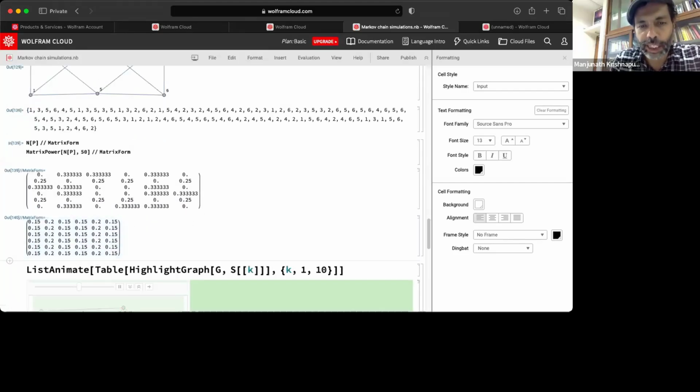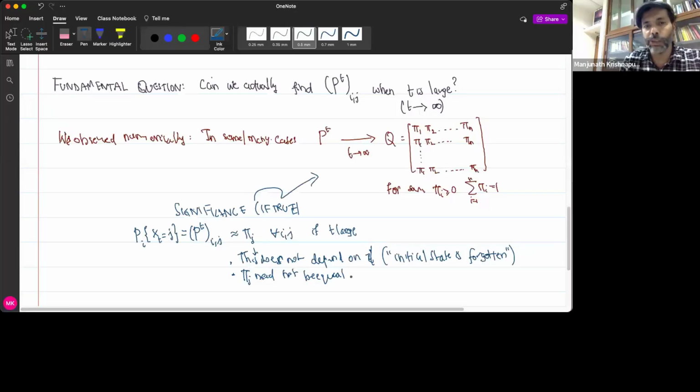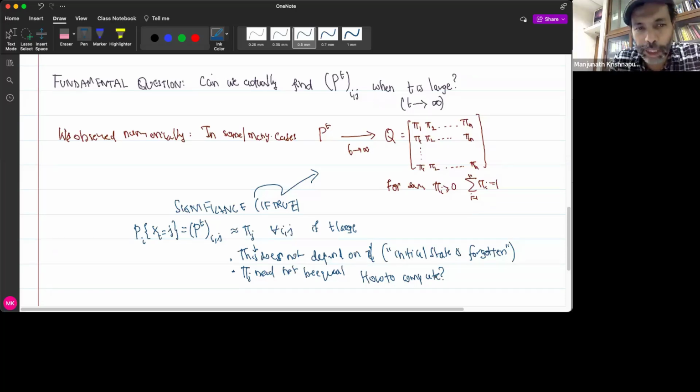Okay, but in general, that raises a question. They may not be equal, so how to compute? Because that is important. How to calculate? How to compute these numbers? This is the main question.